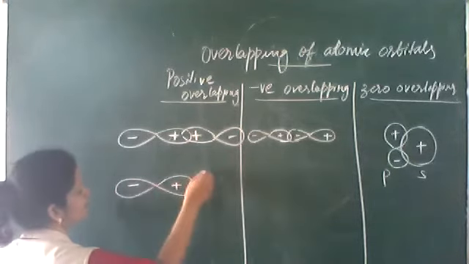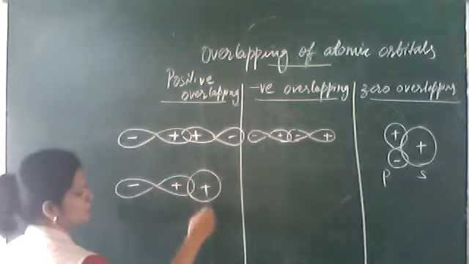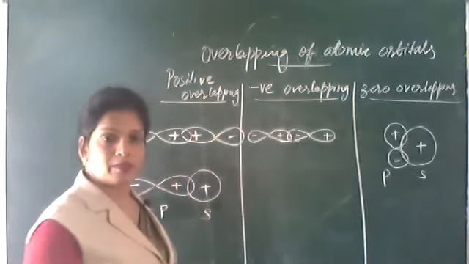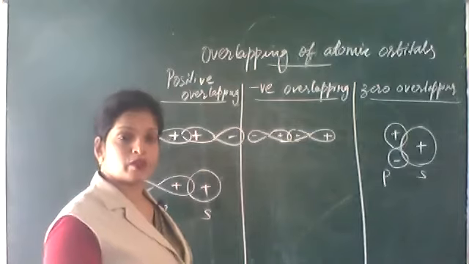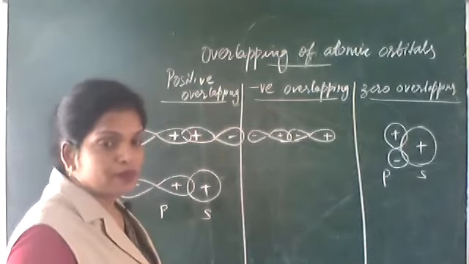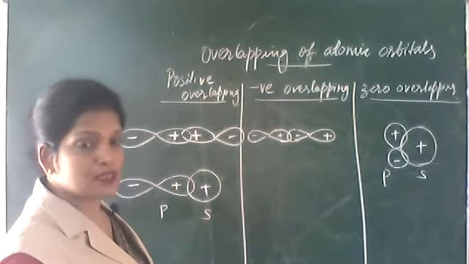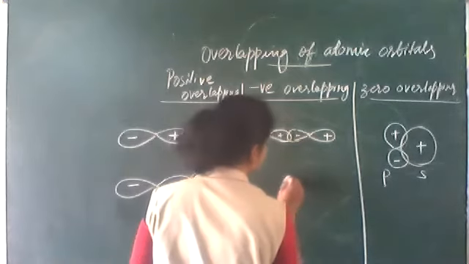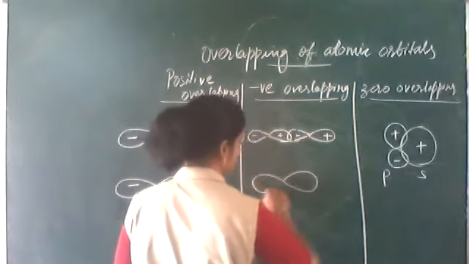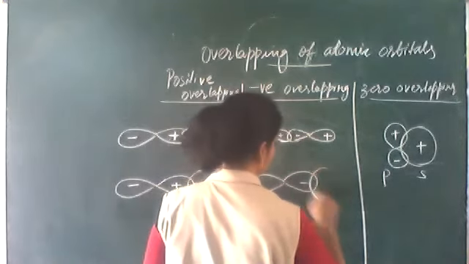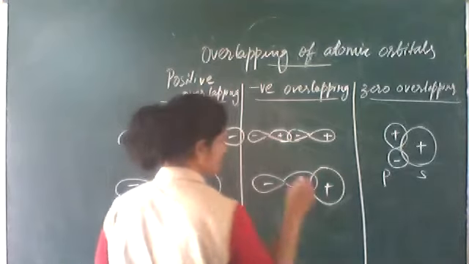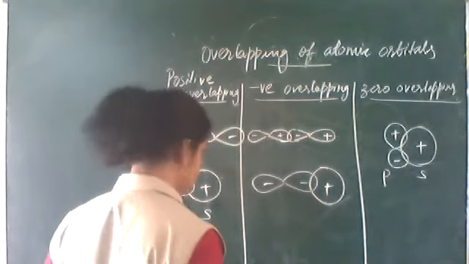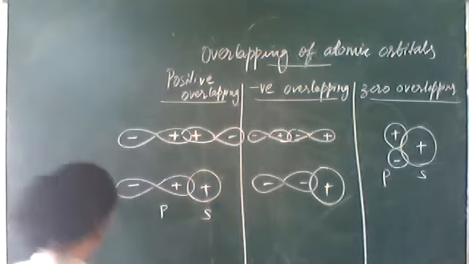Now, positive, negative, and this is the s orbital, this is p. So here again positive overlap, positive phase sign with positive phase sign. Positive phase sign shows the presence of electron density. And this is negative overlap.